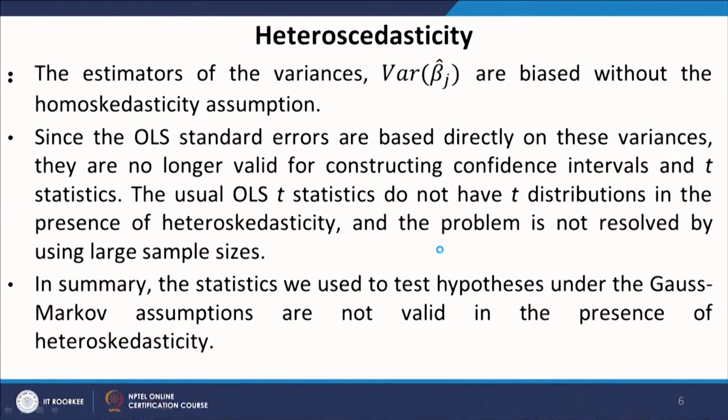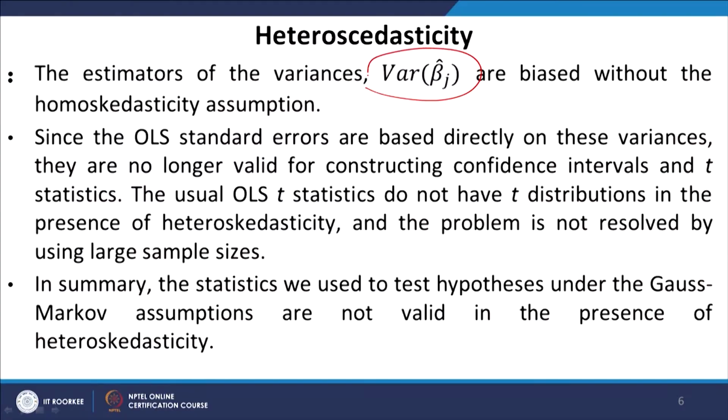The estimators of the variance of beta j hat are biased without the homoscedasticity assumption. So, the problem is that if we do not have homoscedasticity, then the estimators of the variances, that is, variance of beta j hat, which we measure as sigma square times X prime X inverse, just to recap, are actually biased if the errors are heteroscedastic. Since the OLS standard errors are based directly on these variances, they are no longer valid for construction of confidence intervals and t statistics.